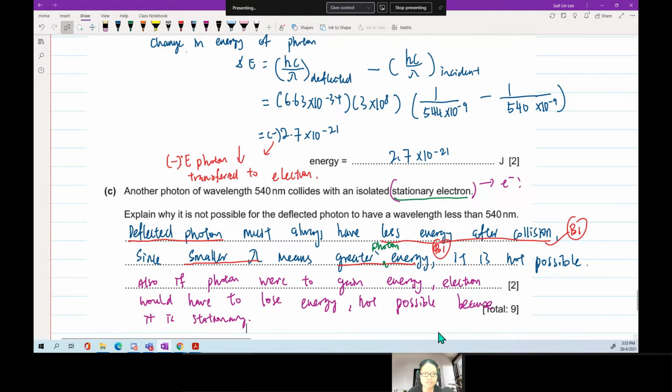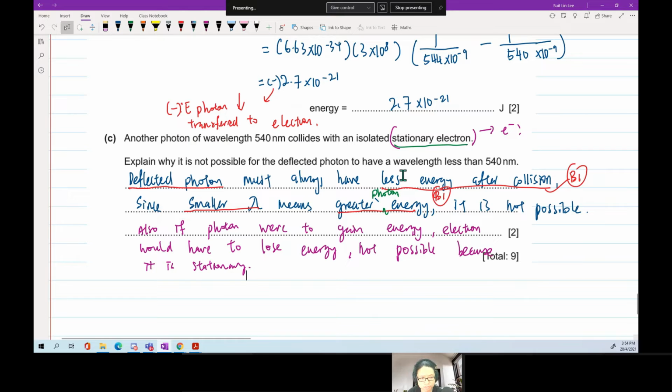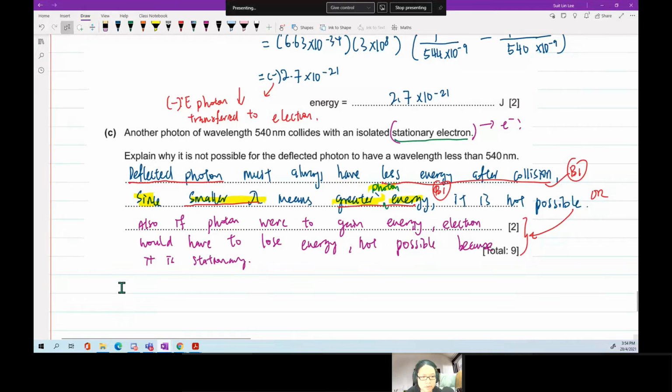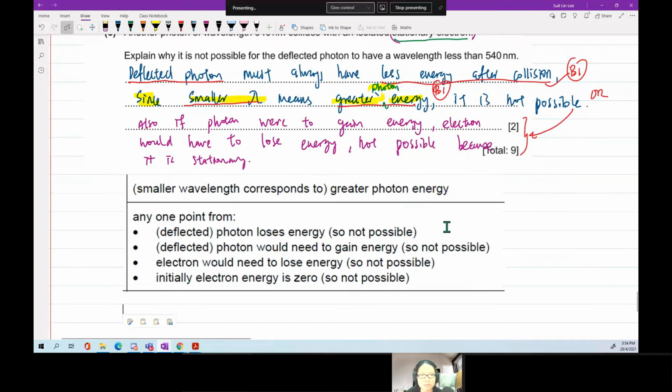Okay, so this deflected photon must always have less energy. Or you could say, if you want the photon to gain energy, then it has to come from the electron. Electron where got energy? How to give you energy? Not possible. Okay, but this point has to be there. Smaller wavelength, greater photon energy. Okay, so this B1 mark is this one, or you explain this one. So this is the mark scheme. Other sentences mean more or less the same thing.